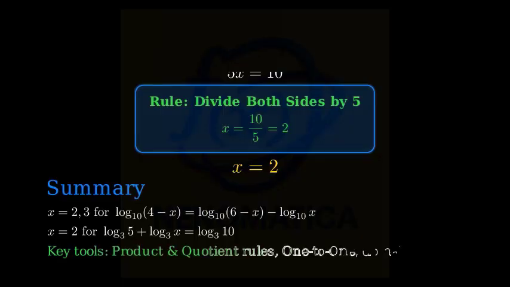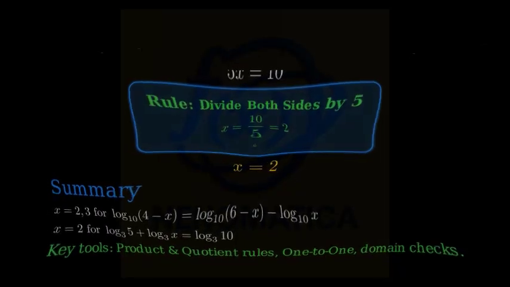Summary. For problem 1 we found x equals 2 or x equals 3, both valid in the domain 0 to 4. For problem 2, we found x equals 2. The main ideas were the product rule, the quotient rule, the 1-to-1 property, and careful algebra with domain checks.